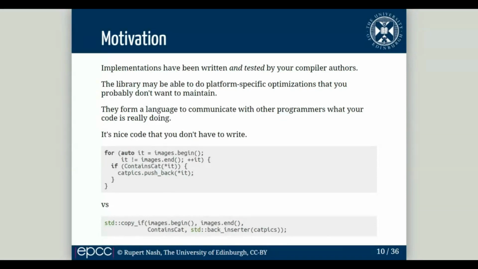So at the bottom is an example of two implementations of the same effect, using an older C++ style for loop, and using one of these algorithms. This is giving us an iterator of images, and I want to output to some iterator that contains all my cat pictures. What you're doing here is applying a back inserter, which is a particular output iterator.